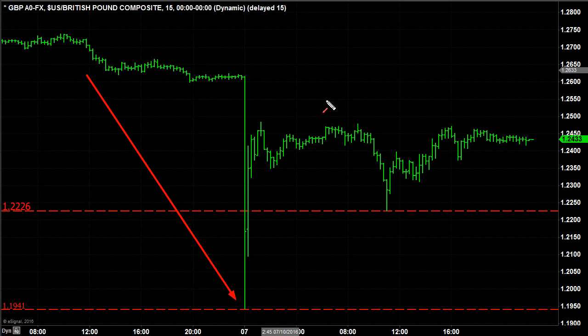The second argument put forward for the flash crash was about something the French president, François Hollande, said on Friday morning, some tough words on Brexit, which may have caused this flash crash. And again, I don't accept that either. I think it's highly unlikely.